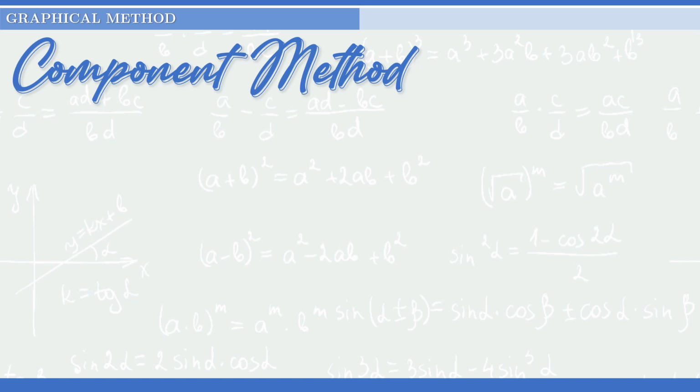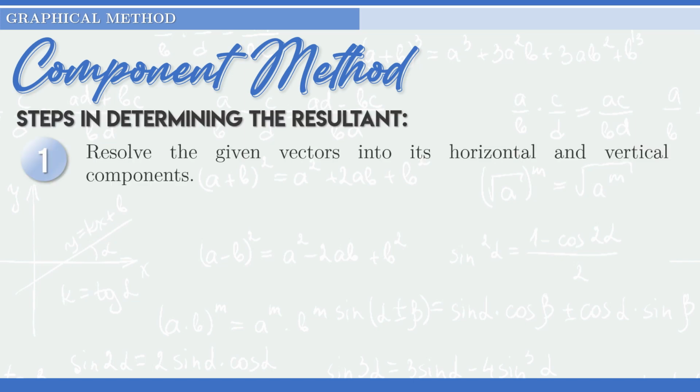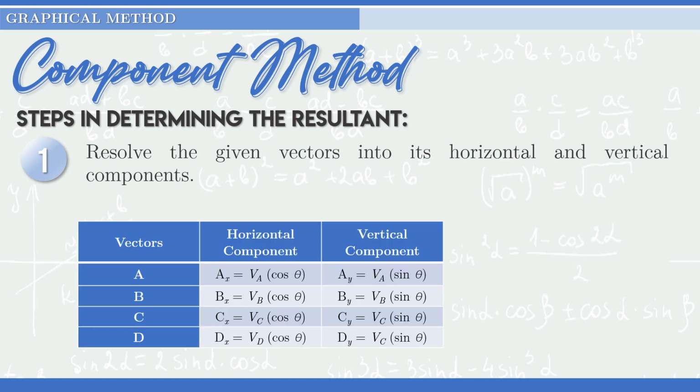The steps involved in adding vectors using the component method are as follows. First, resolve the given vectors into their horizontal and vertical components. To do so, we have the horizontal or x component, which is equal to the vector in x, equal to the magnitude times cosine theta, or its direction. While for the vertical or y component, we have the vector in y equal to the magnitude times sine theta, or direction.